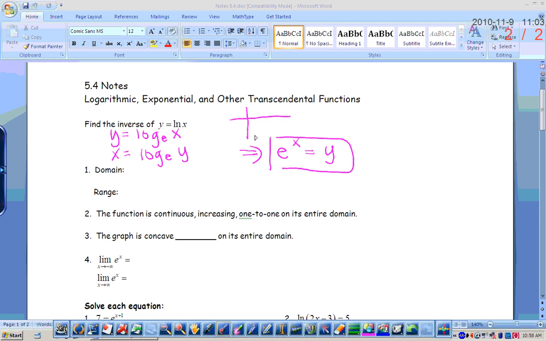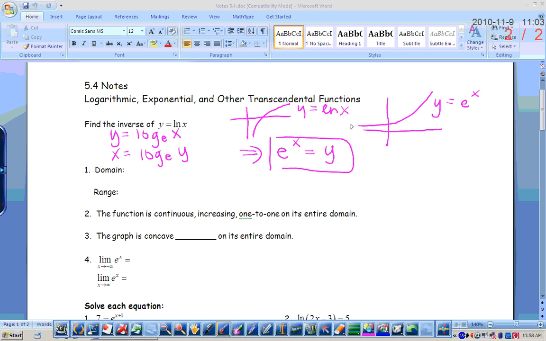If you'll recall, here's the graph of ln x. And hopefully you remember that this is the graph of e to the x. And inverse functions are reflections across the line y equals x. So if you were to reflect your natural log graph across the line y equals x, you would get your e to the x graph.